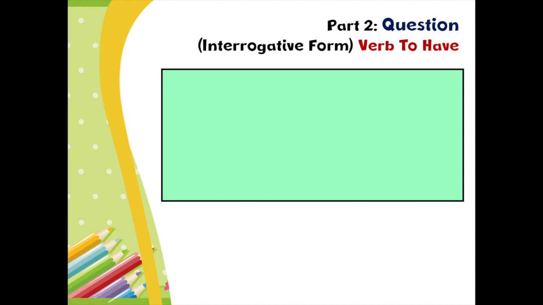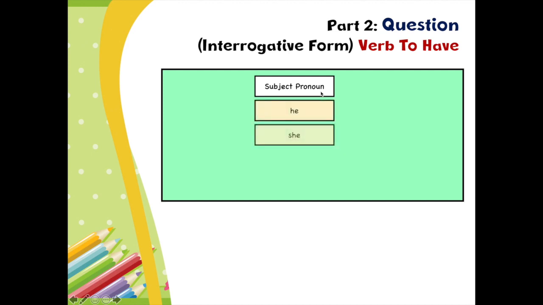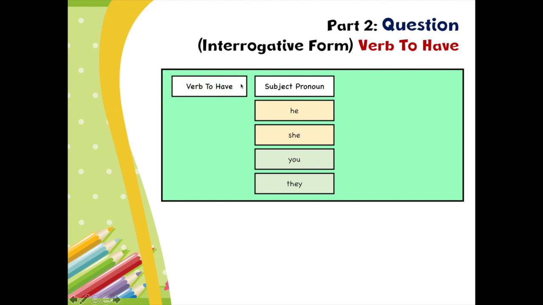Okay, now let's proceed to part 2 of our lesson, which is about how to question using the interrogative form of the verb to have. Again, I will use a table to explain to you. So the subject pronouns here are he, she, you, and they. For he and she, because these two are singular, you have to use has. And for you and they, because the subject pronouns here are plural, you have to use have.